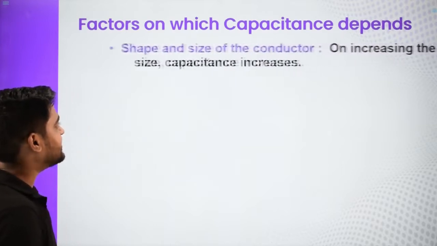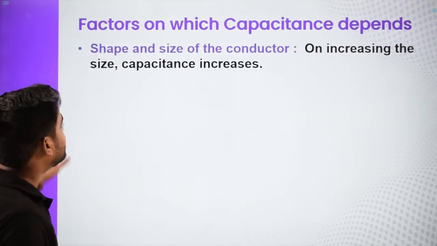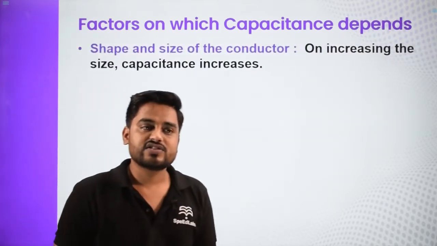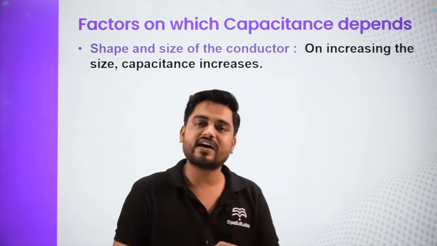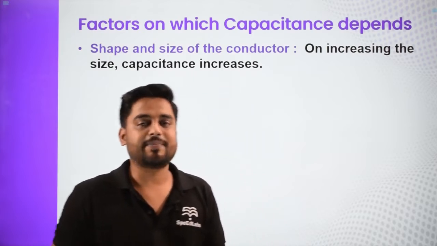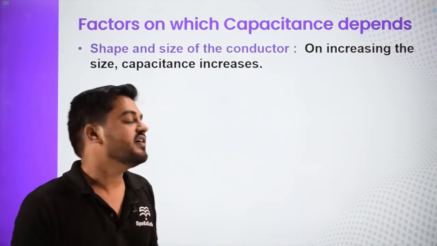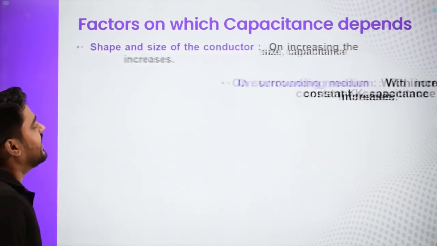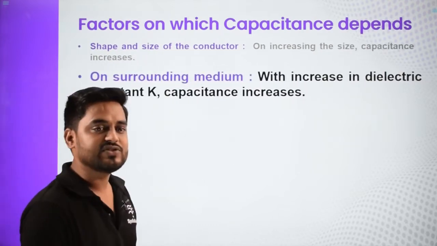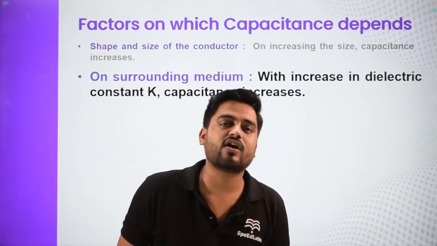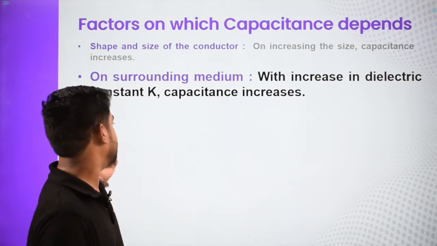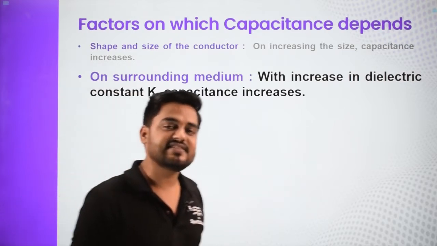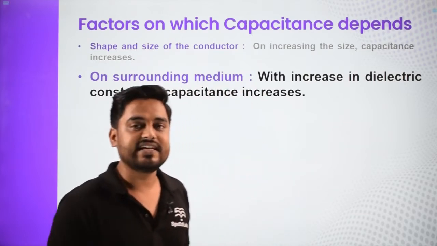Next we have the factors on which the capacitance depends. What are the factors? First, the shape and size of the conductor. If we take a bigger conductor, then capacitance is more; for a smaller conductor, the capacitance is lesser. And then the surrounding medium, where there is something called dielectric. We'll come across that later. If we increase the dielectric constant of the medium in which the conductor is kept, then capacitance also increases.